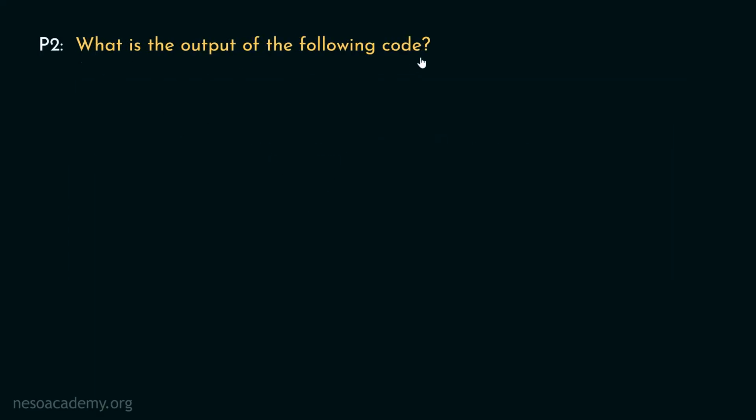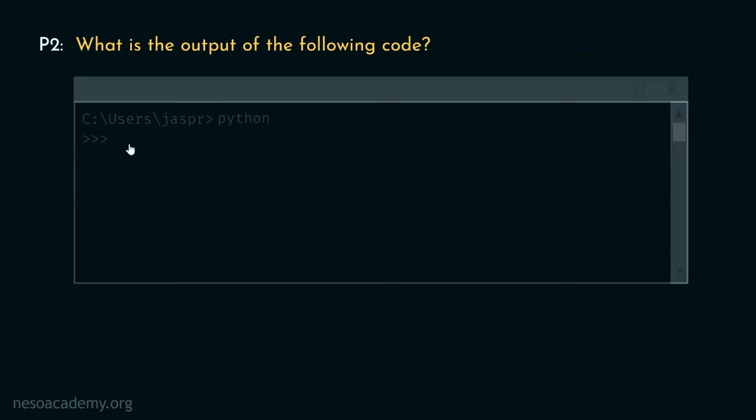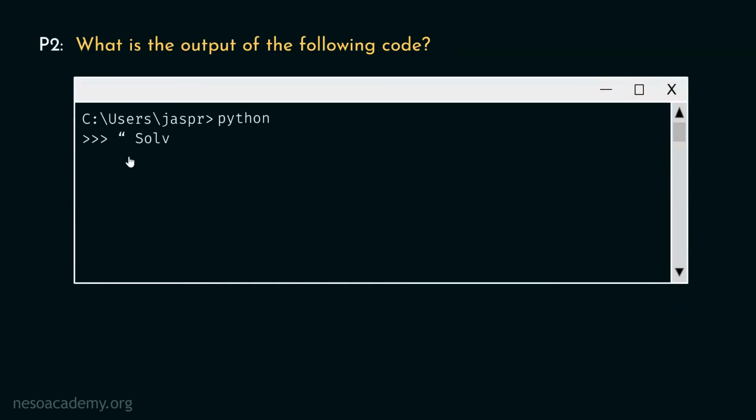What is the output of the following code? Again, this is the command prompt and the command is "solving any problem is an art", the same string with dot strip, and this time the argument to this strip method is this empty string. So not even a single character is within this string, not even a white space character. What happens in this case when I hit enter? Pause the video for a while and try solving this problem on your own.